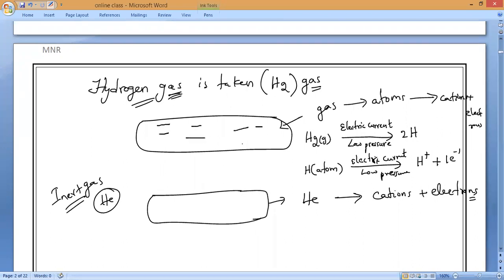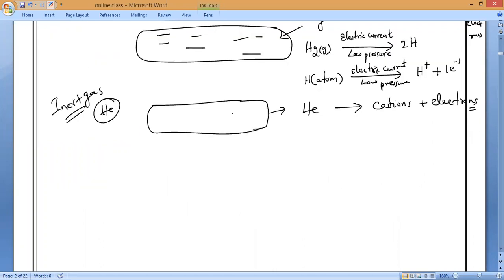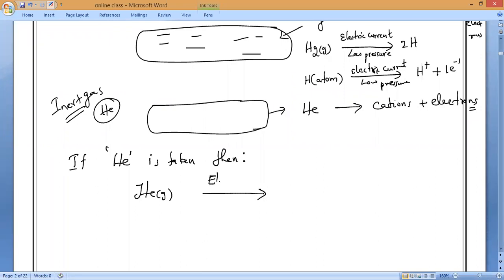If I take hydrogen gas, first the gas turns into atoms, then further the atoms turn into cations plus electrons. But if I take helium, what will happen? If I take helium gas, directly they will convert into what, guys? Cations, directly. So that is the principle on which these neon lamps will work.